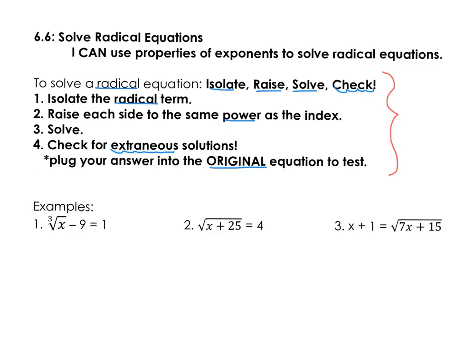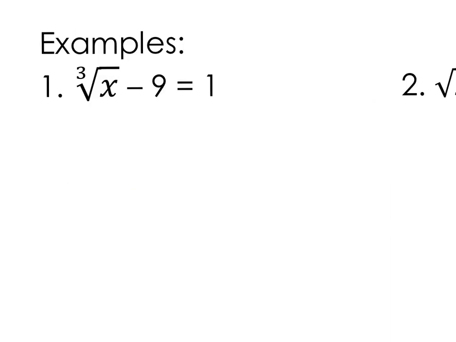If you have an index that's odd, you're really only checking that your calculations are done correctly. But if your index is even, you may have an answer that doesn't hold true in the original equation. So that's going to be the test for an extraneous option. And I'll show you what that looks like with our examples down below.